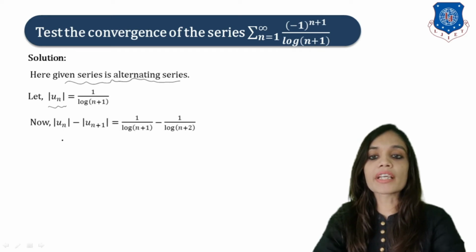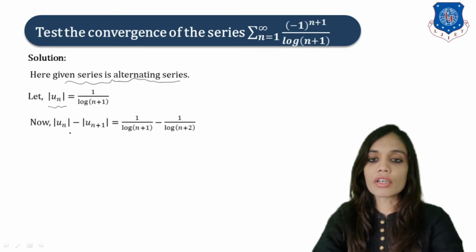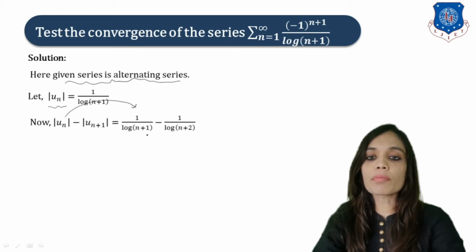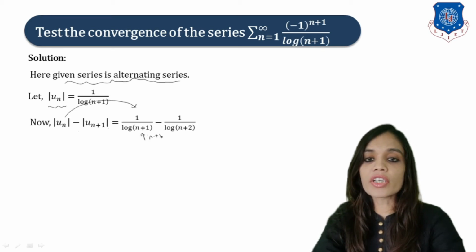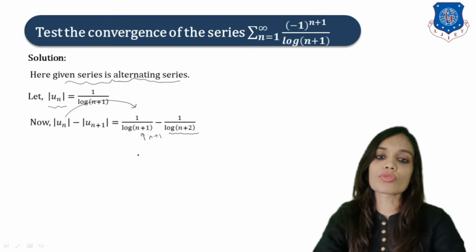Now let us start applying our conditions. So the first condition is |un| minus |un+1|, right? So put the value of |un|, that is 1 upon log(n+1). Now write |un+1|. Just replace n by n+1 in this. So you will get log(n+1+1). So it will be written as log(n+2).